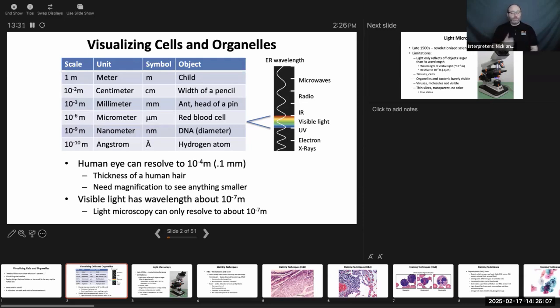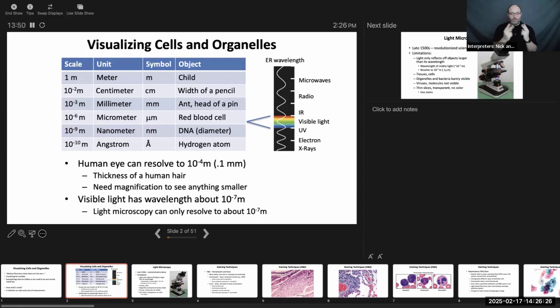So we're going to talk about light microscopy, and I'm going to mention that one of the shortcomings of light microscopy is the fact that it can't see anything smaller than 10 to the minus 7 meters, no matter how good the microscope is or how powerful it is. That is the theoretical limit of what can be seen with visible light.